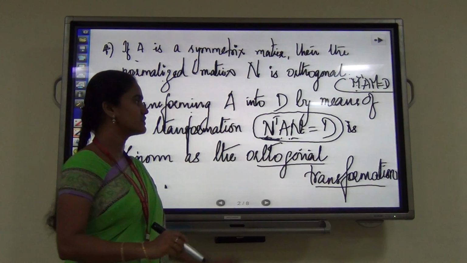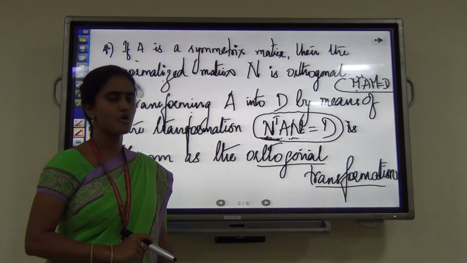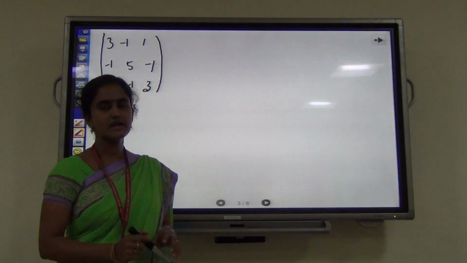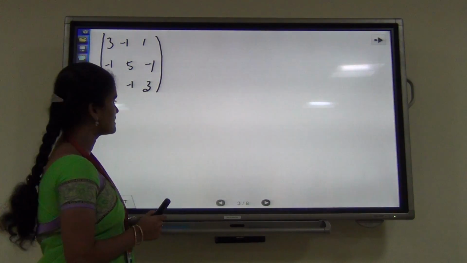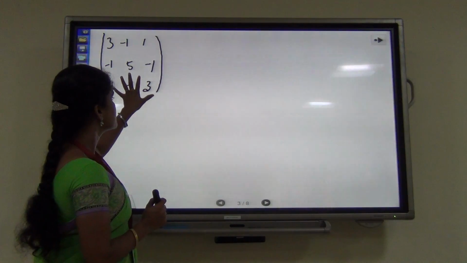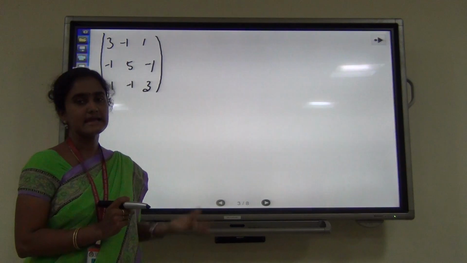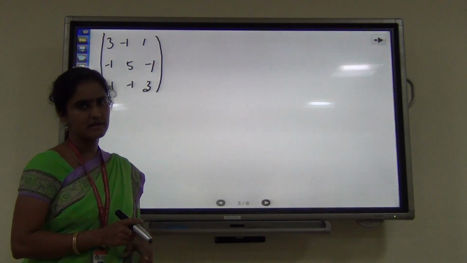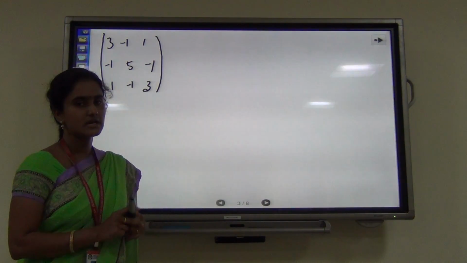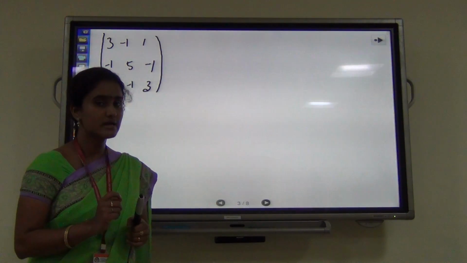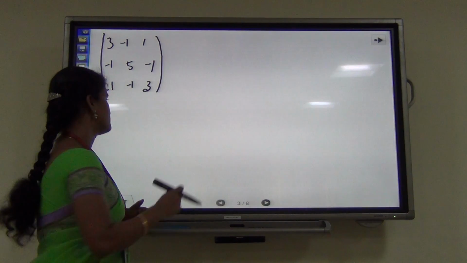With this we are going to do problems. So let me take a problem. I have taken a square matrix. This problem is about getting the diagonal matrix of this square matrix through orthogonal transformation. What is orthogonal transformation? Shall we quickly discuss the steps?